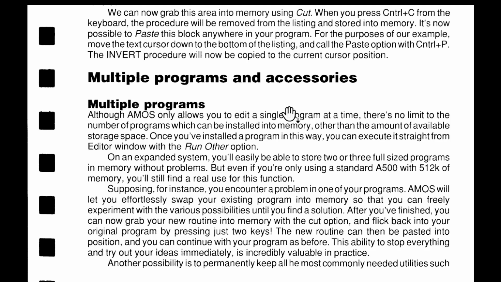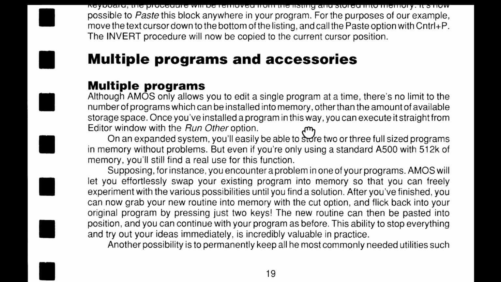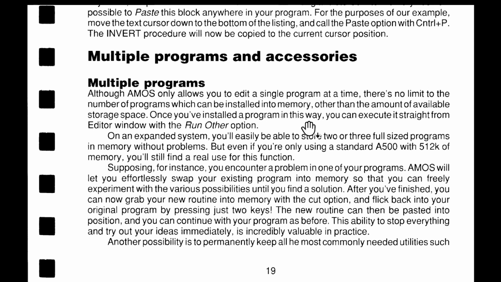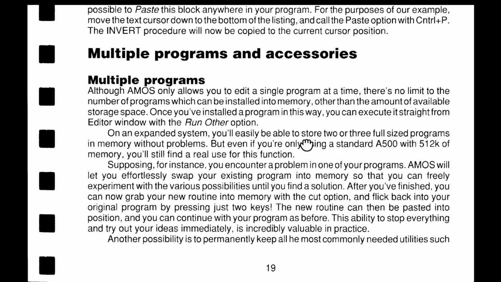We can now grab this area into memory using cut. When you press Ctrl and C from the keyboard, the procedure will be removed from the listing and stored into memory. It's now possible to paste this block anywhere in your program. For the purposes of our example, move the text cursor down to the bottom of the listing, and call the paste option with Ctrl and P. The invert procedure will now be copied to the current cursor position.